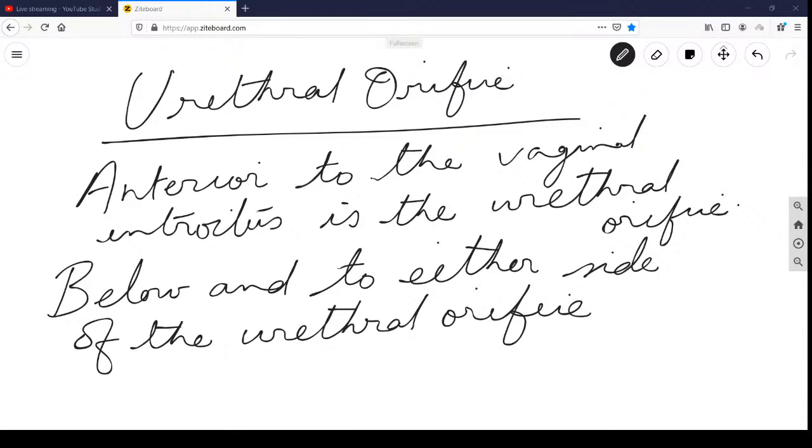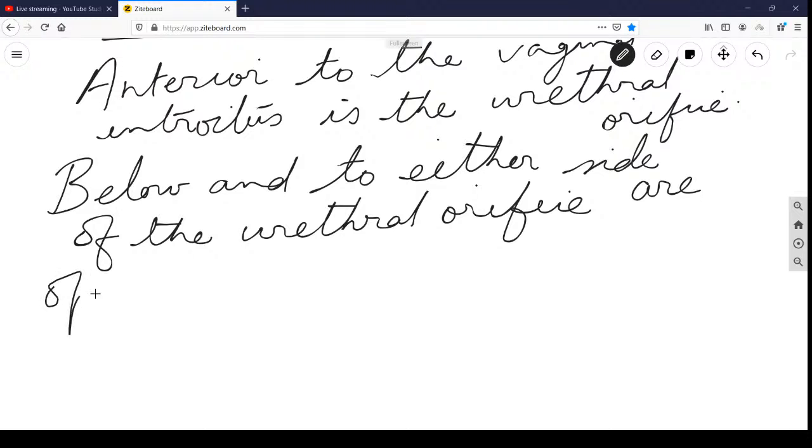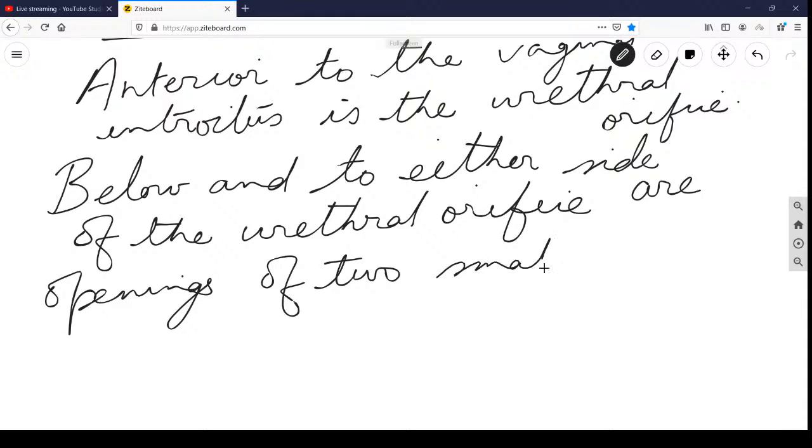are openings of two small ducts. Now these two small ducts lead to the paired lesser vestibular glands.